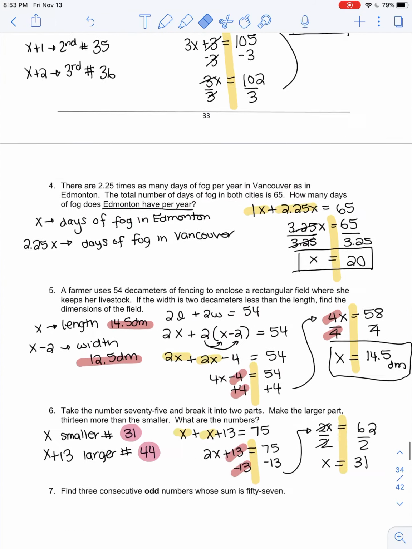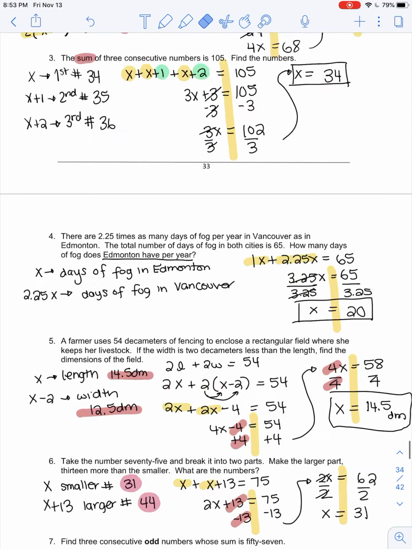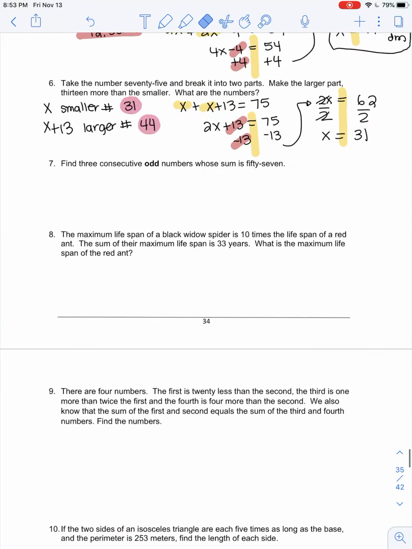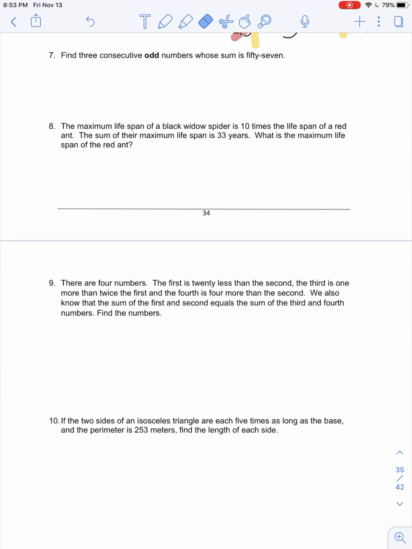Okay, so we're going to do number 7 on page 34. This is from lesson 3.7 word problems. We're going to continue with our last few problems. So page 34, number 7. It asks us to find 3 consecutive odd numbers whose sum is 57.